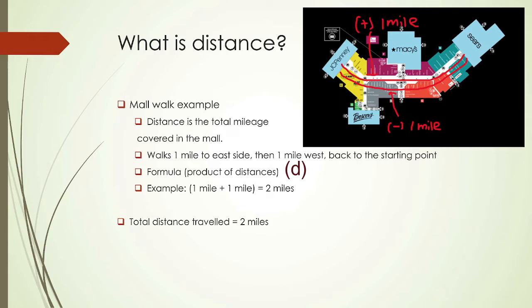then the distance back. In this example, we can clearly see that the distance to the west side of the mall is 1 mile, and the distance to the east side is also 1 mile. Easy enough, we can plug these values into the formula for distance, the sum of distances, and add 1 mile to 1 mile to get a total distance of 2 miles traveled.